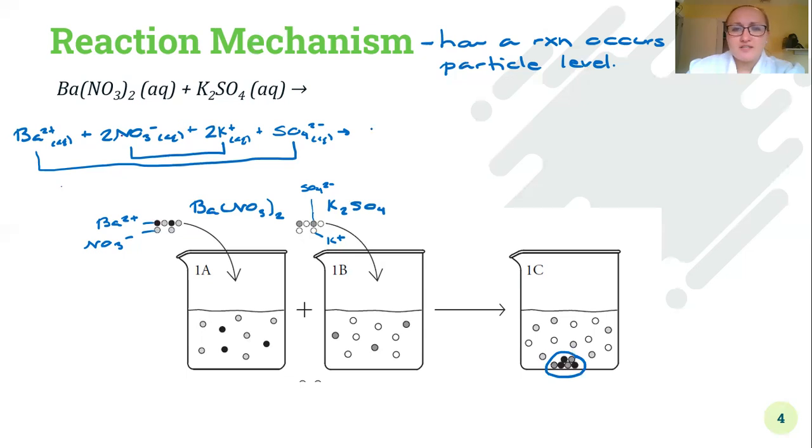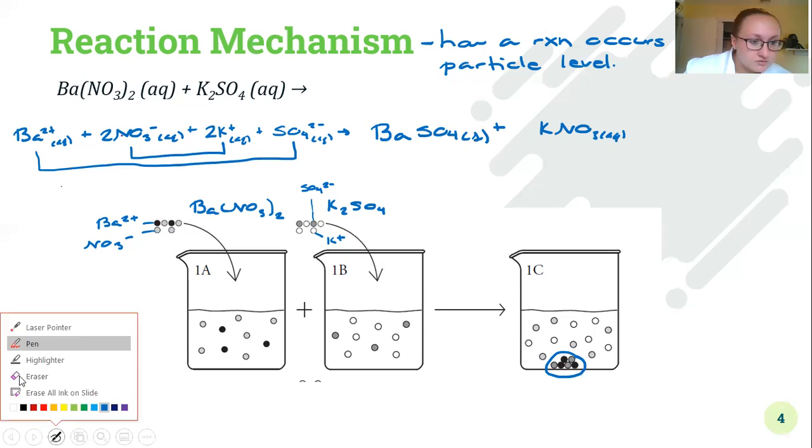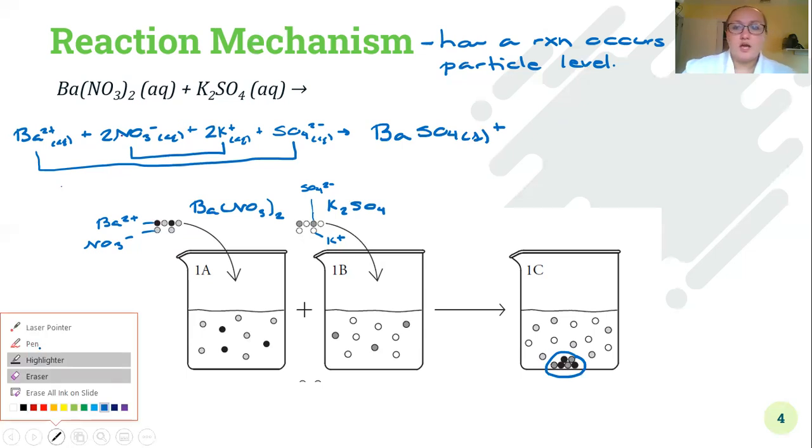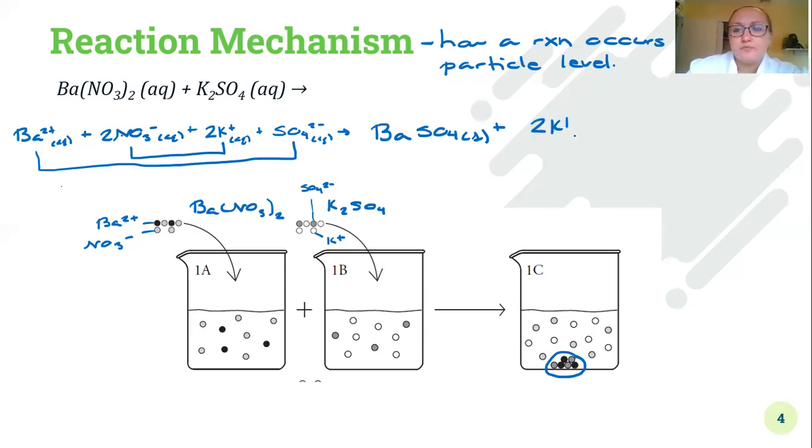So the way we can represent this is it forms barium sulfate, which is a solid, and then our potassium and our nitrates remain dissolved in solution because potassium nitrate is soluble in water.